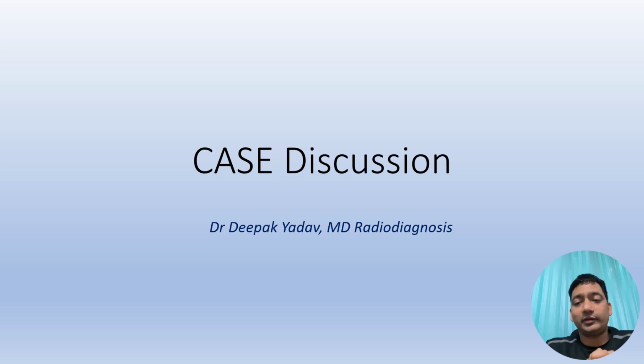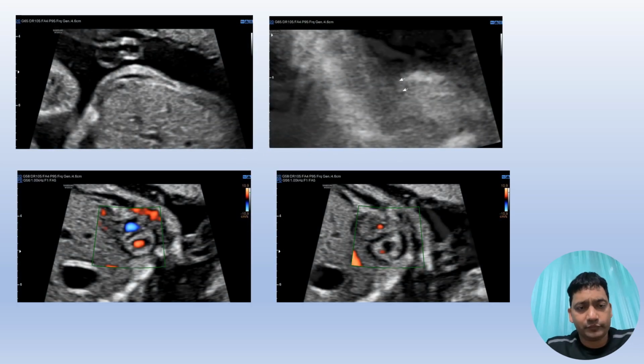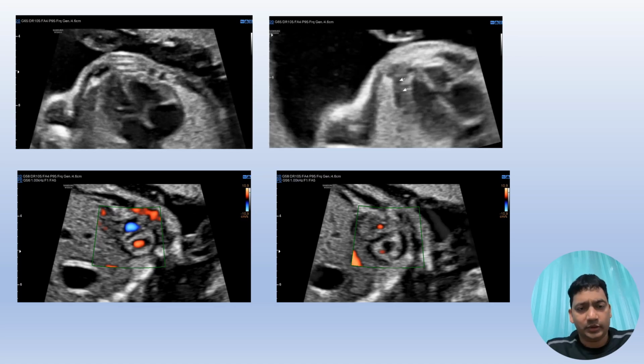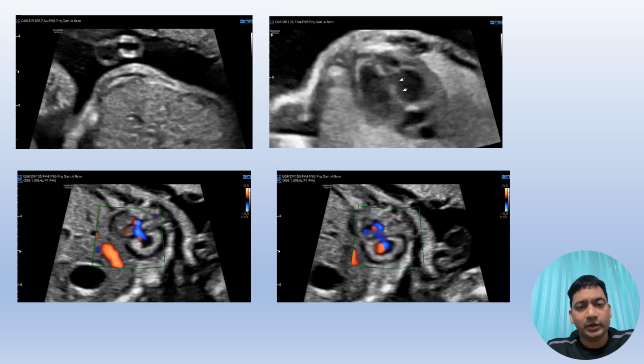Very good evening, friends. So, we are starting a series of case discussions. And the first case that we are going to discuss is a very easy one. I'm sure everybody must have encountered such cases in day to day practice. So, this was a primary gravida who came for a routine scan, and then this finding was detected in the fetal heart.